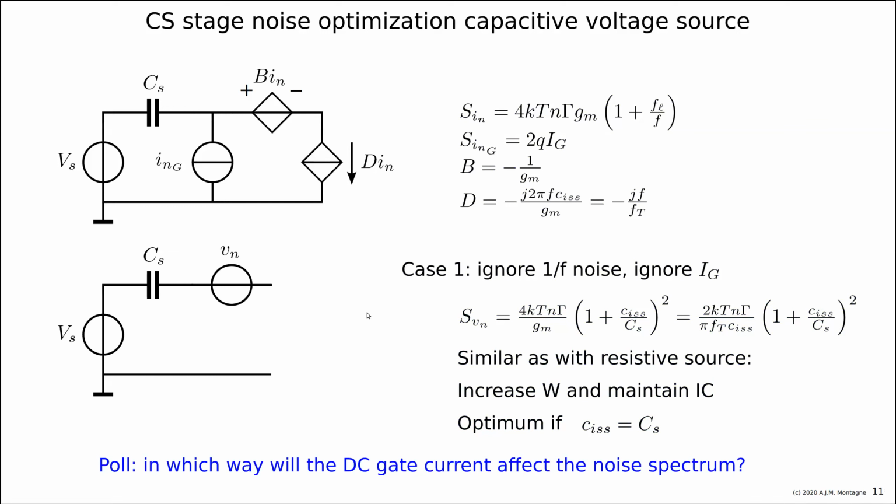But now a question to you. I said, let's forget about the gate noise. But what if we don't forget about it? In which way will a DC gate current affect the noise spectrum? That's a poll question.